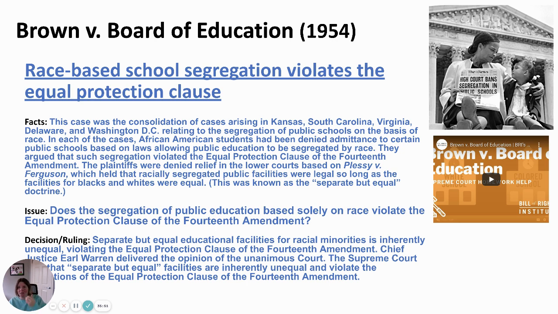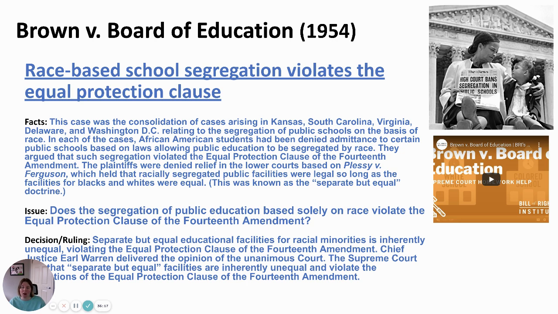But why this was challenged is because in theory they were supposed to be equal, but in practice, there was nothing equal about the black schools and the white schools. So does the segregation of public education based solely on race violate the Equal Protection Clause of the 14th Amendment? And the Supreme Court said yes, that separate but equal educational facilities for racial minorities is inherently unequal, and it violates the Equal Protection Clause of the 14th Amendment.